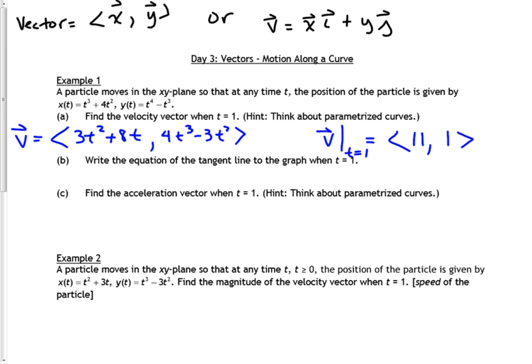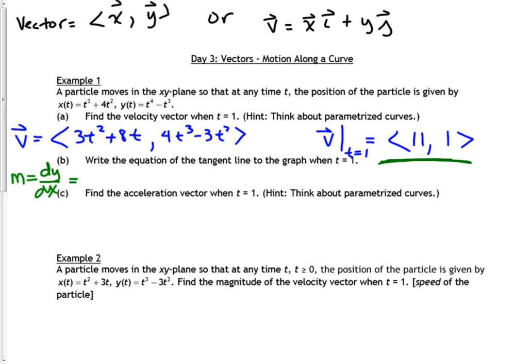Part B is asking for the equation of the tangent line to the graph at t equals 1. So I just found the velocity, and for the slope of the tangent line, the slope is just dy/dx. Well, I've already found dy, and I've already found dx, and technically my dy would be multiplied by a dt in there, but basically we have dy, which would be my 4t cubed minus 3t squared divided by my dx, which is 3t squared plus 8t. But I only want the equation of the tangent line when t is 1. I've actually got that velocity vector over here.